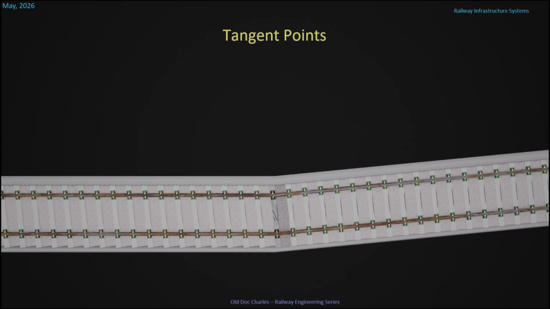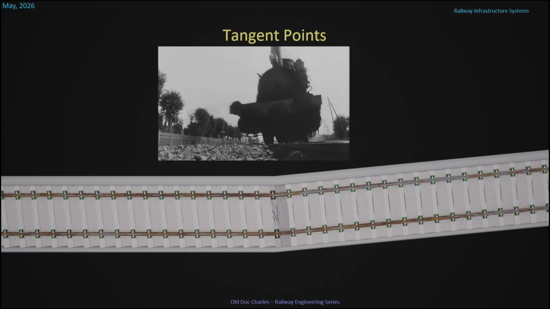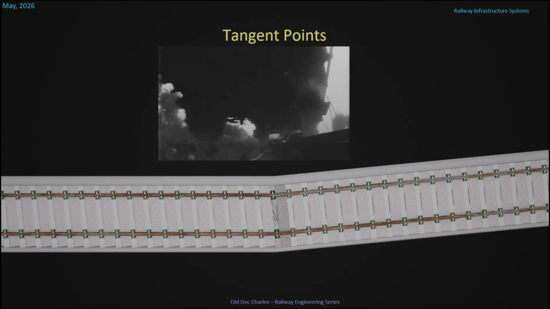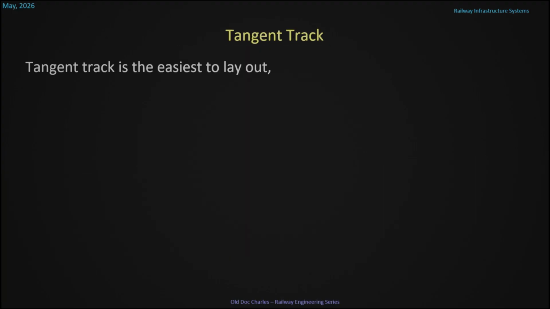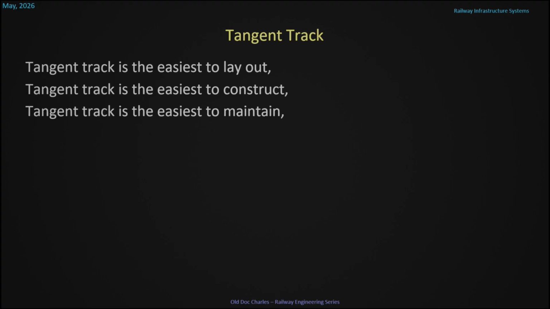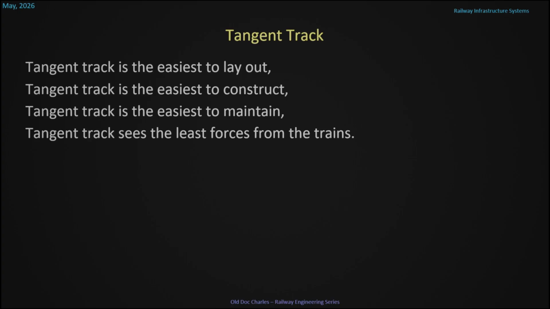Kinks are very bad on the railway because a sudden change in track direction is a severe derailment risk. So tangent track is the easiest to lay out because it's just straight. It's the easiest to construct because it's just straight. And it's the easiest to maintain because it's just straight. It also sees the least forces from the trains. These are generally just longitudinal because the train is only going along. It's not really changing direction side to side.